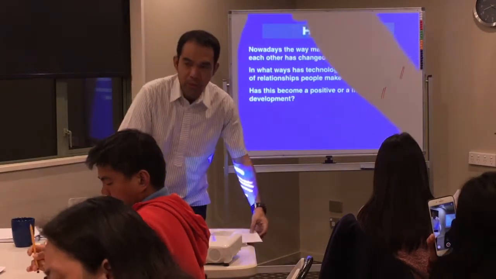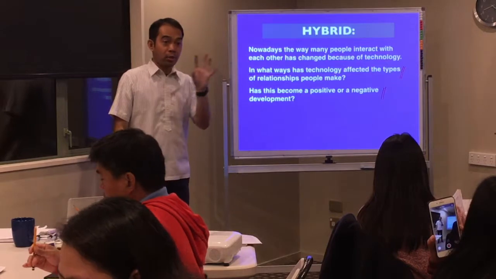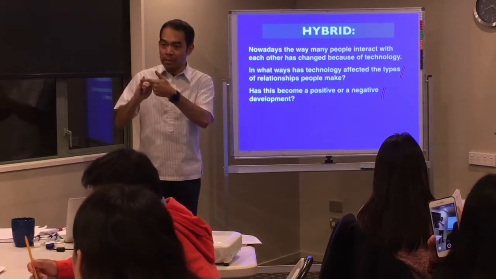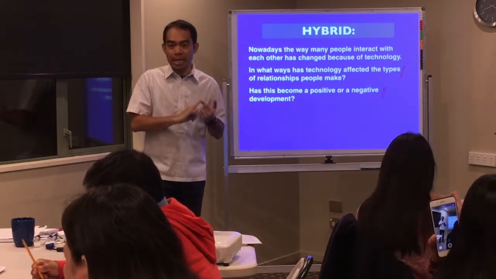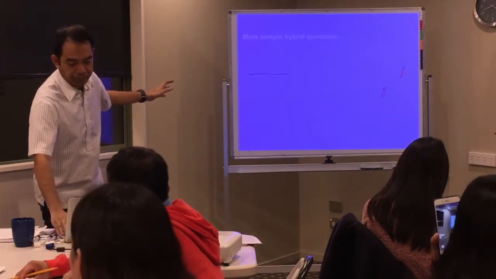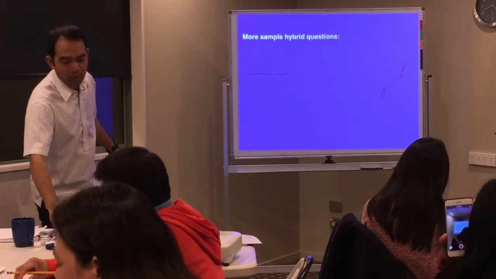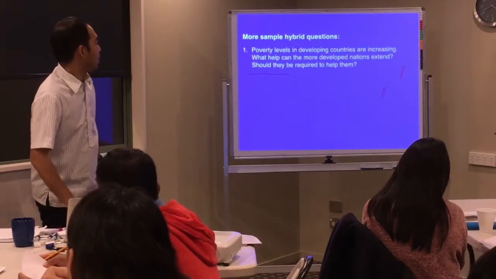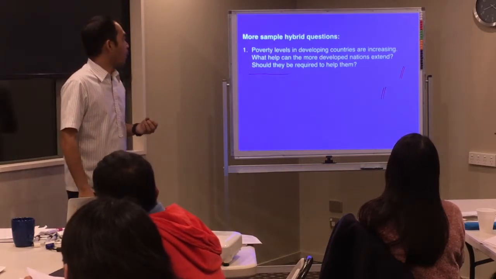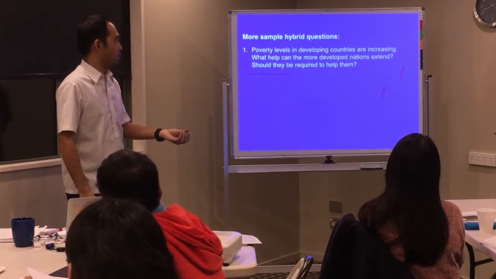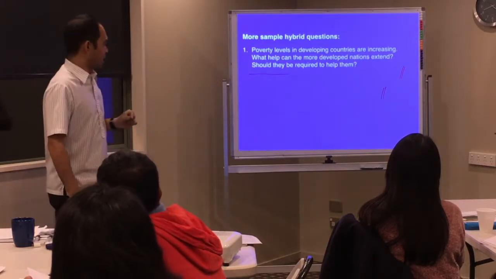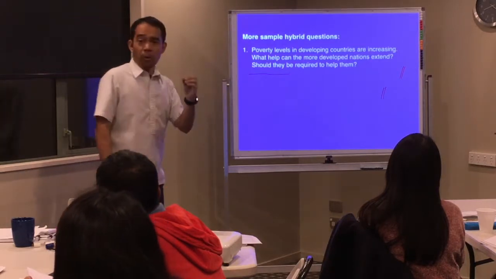So a hybrid question, guys, occurs if an enumerative question is combined with either a balanced argument or an opinion essay question. Let me give you more examples, guys, on the board here. These have come out as well in the previous exams. Take a look at this. Poverty levels in developing countries are increasing. What help can the more developed nations extend? You have to identify what can they do. But the second question asks, should they be required to help them?